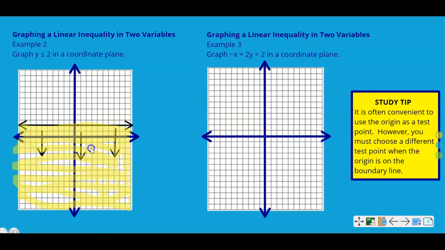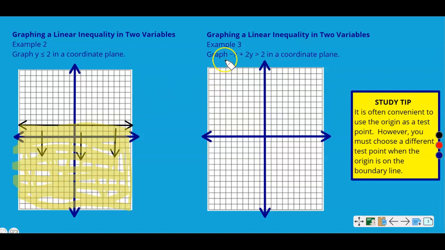All right, and you need to know if you graphed this correctly. You can just choose a point. (0, 0) is an easy point to plug in. There's no x, so you just plug in 0. Is 0 less than or equal to 2? The answer is yes. So you know that you did graph this and shade it correctly.